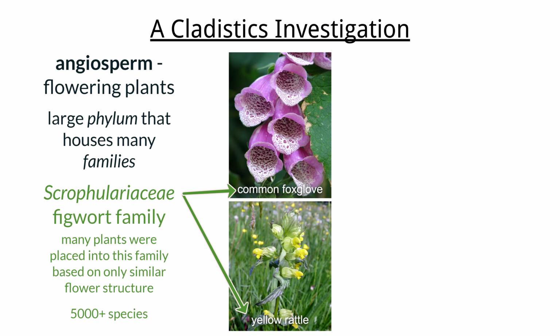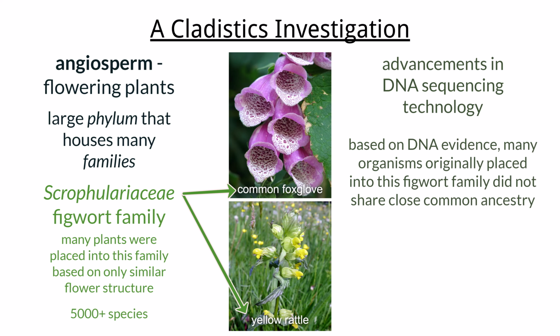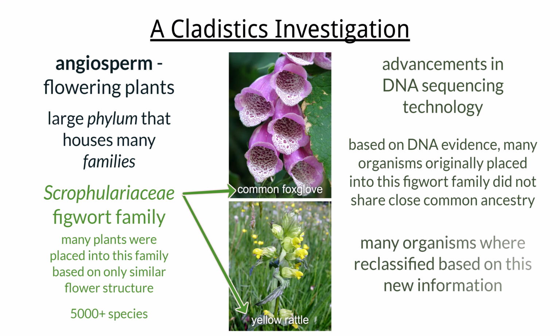But over the last 30 years or so, with huge advancements in DNA sequencing technology, it was discovered that based on the DNA of the species within this family, many of them did not share recent common ancestry with one another. With this new genetic information, the old figwort family had over half of its original 5,000 species reclassified into other families that showed a proper clade with common ancestry. While this was a very large reclassification event, as many species were moved around the same time frame, new DNA evidence is constantly being used to place organisms into proper clades based on common ancestry.